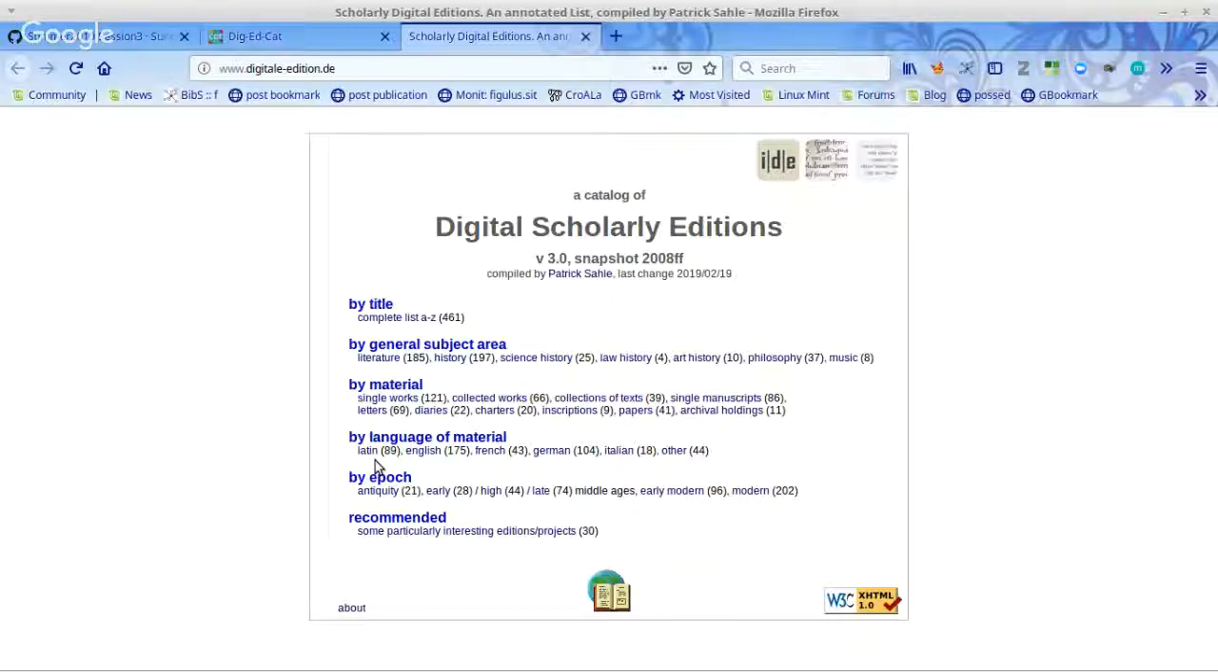As you can see, Latin is first, and there are 89. We know that there are 89 Latin editions, but it is not so easy for us to look for documents in Greek, because the number of editions of Greek documents is significantly smaller, so it is listed as other.